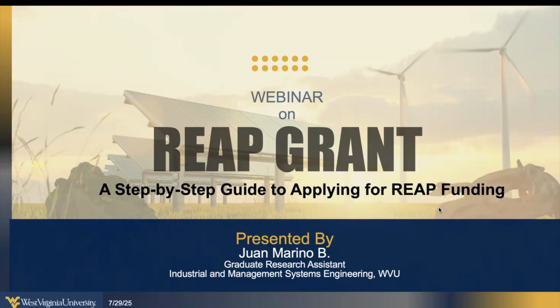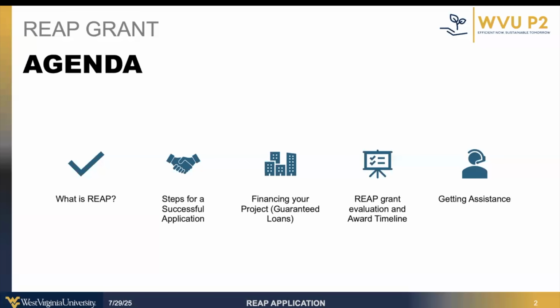I'll keep it straightforward. I'll cover what the REAP grant is, who is eligible, how to begin the process, and the types of support that are available. My goal is to make this information accessible and useful, especially for those who may be new to the grant application process. Here's the overview. I'll start by explaining what REAP is, then talk about eligibility, what projects qualify, and how to get funding, including grants and loan guarantees. I'll also touch on the application timeline and where to go if you need help.